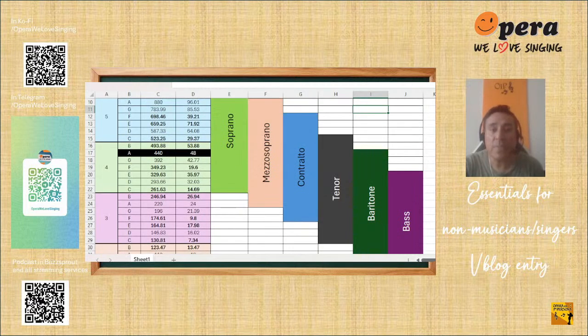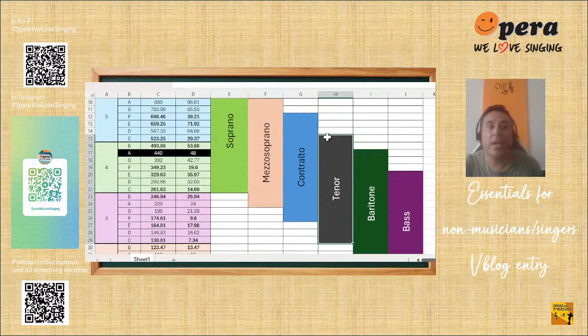Okay? That would be the case for the tenor. Not all tenors have the high C. Moreover, if he's a dramatic tenor or a Heldentenor, it's more likely that they won't have it.